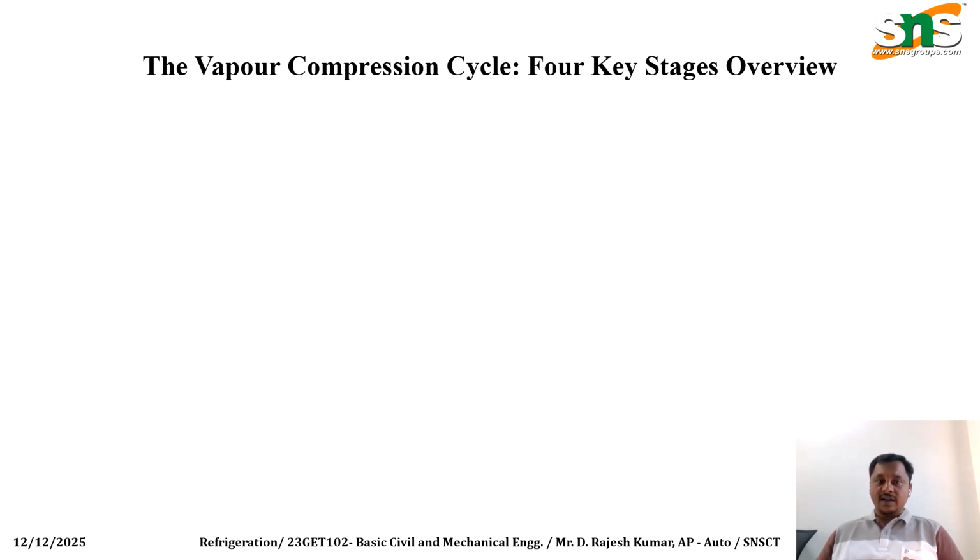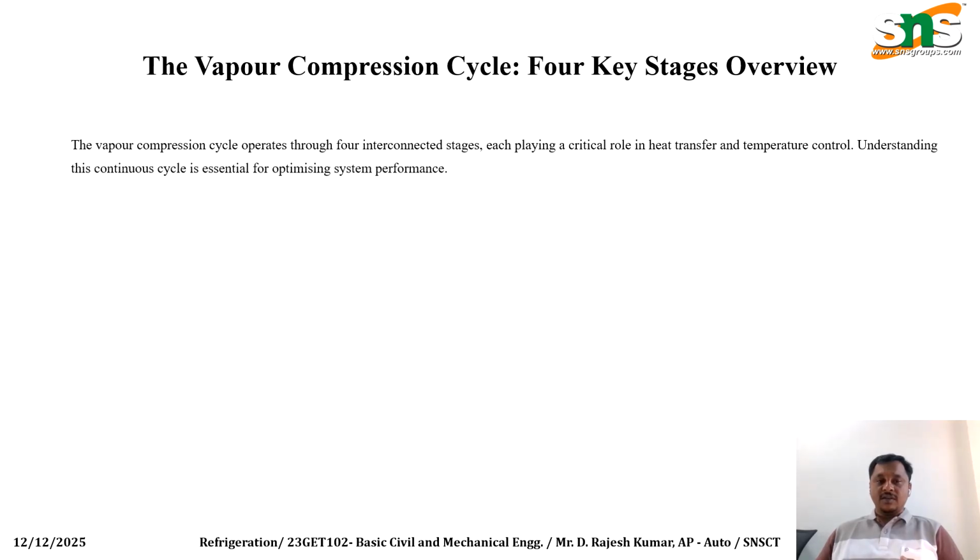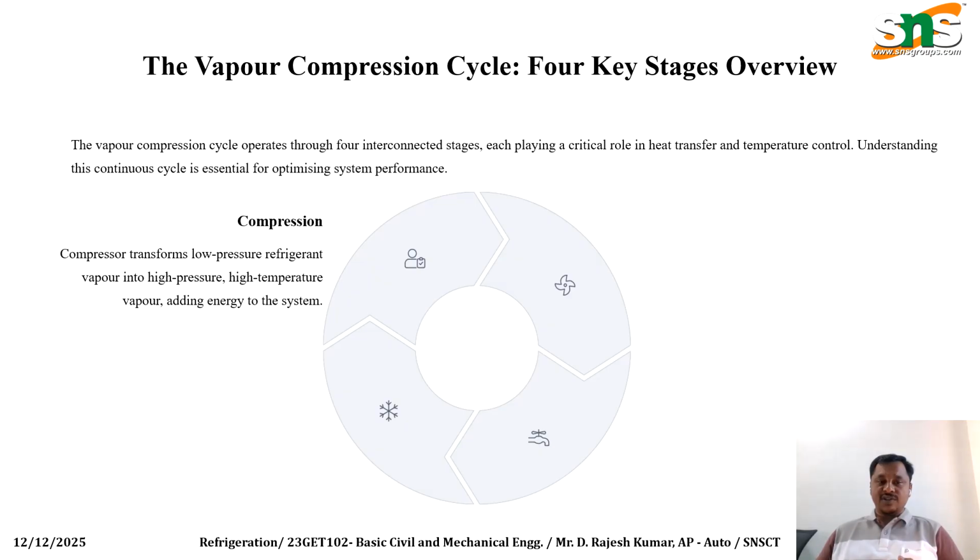Coming to the topic straight away, our vapor compression cycle. In the vapor compression cycle, there are four stages. Let us see one by one. This vapor compression operates through four interconnected stages. The first one is compression. Here the compressor is used to transform the refrigerant from low pressure area to high pressure area in the vapor form.